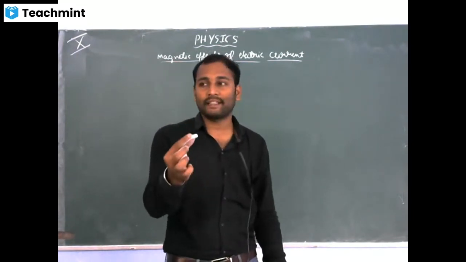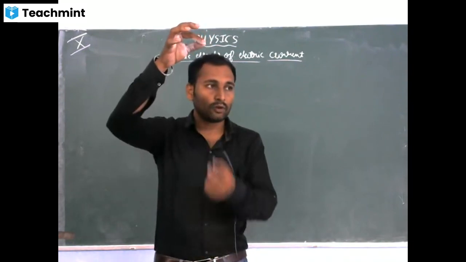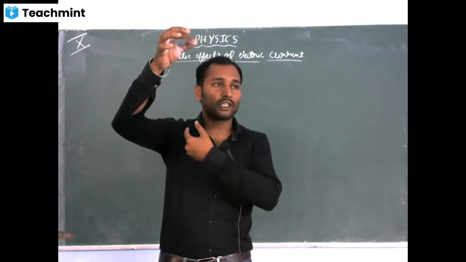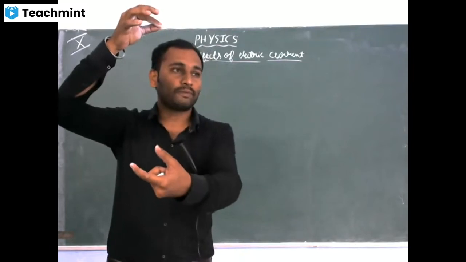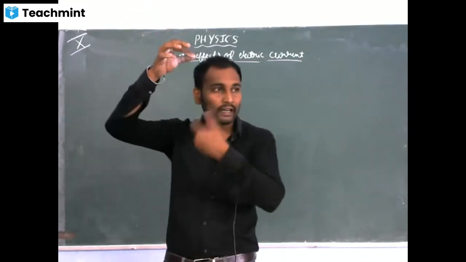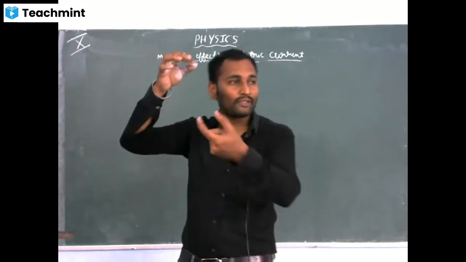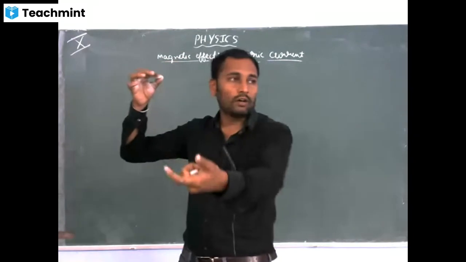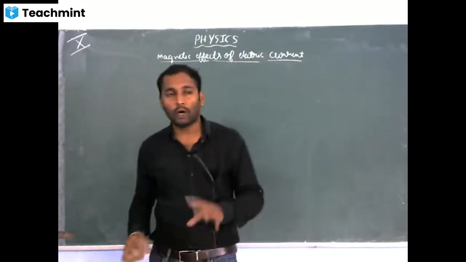We have to suspend it. Tie it with a thread and suspend it in air. The one which seeks towards north, we call the north pole. The one which seeks towards south, we call the south pole. Automatically it will align itself in the north and south directions. So now you know how to identify the north pole and south pole.